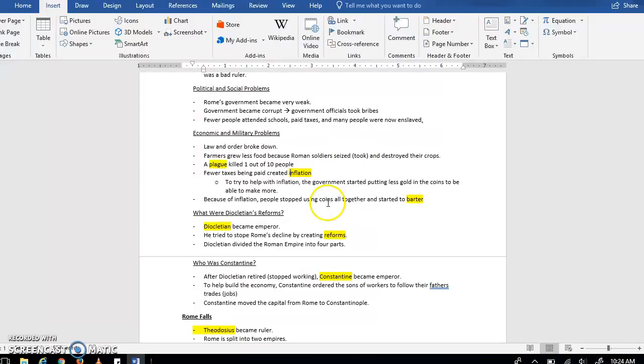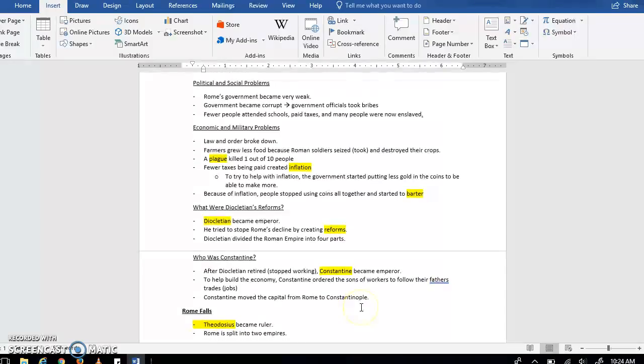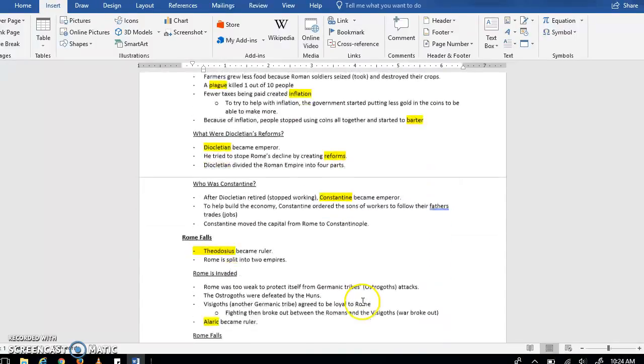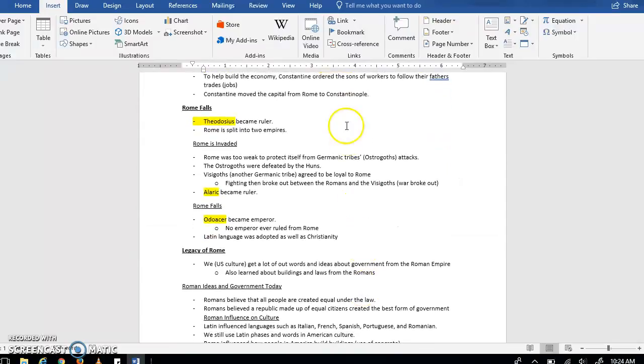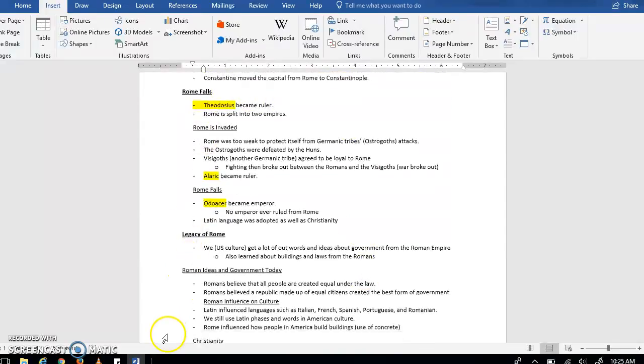So for seized, I put took; trades, jobs; and retired, stopped working, stuff like that, just so that they're getting exposed to those alternative words, but they're also understanding what they mean without them actually being vocab words in the textbook. So I did that for the length of the chapter there.